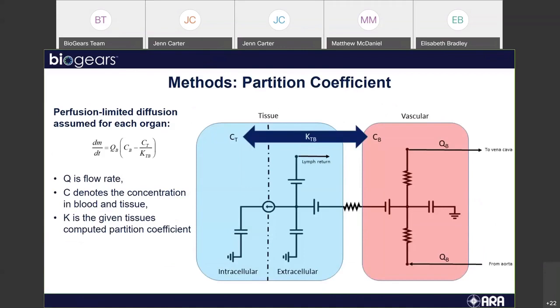Okay, so how do we get drug mass from the vasculature into the tissues? We use perfusion-limited diffusion. For each organ, we take the flow rate Q that is traveling into that organ, and then we scale it based on a concentration difference that is then capped by our partition coefficient. This happens for every tissue organ connection. And so as blood circulates in the body, small amounts of drug are diffusing into the tissues of every system that's present in BioGears.